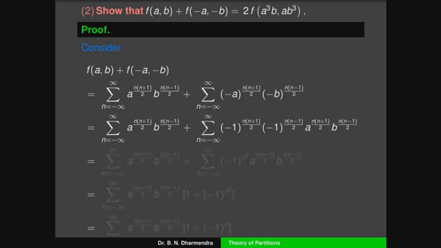n running from minus infinity to plus infinity minus 1 to the power of n into n plus 1 by 2. Here also that negative sign, the term is minus 1 to the power of n into n minus 1 by 2. The remaining term is a to the power of n into n plus 1 by 2 into b to the power of n into n minus 1 by 2. So both series, n running from minus infinity to plus infinity, the first series and the second series, also have the common term a to the power of n into n plus 1 by 2 into b to the power of n into n minus 1 by 2.